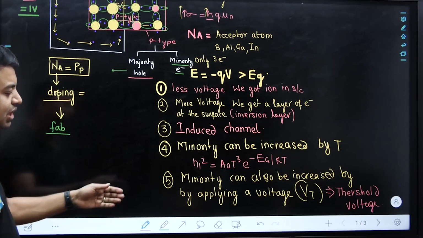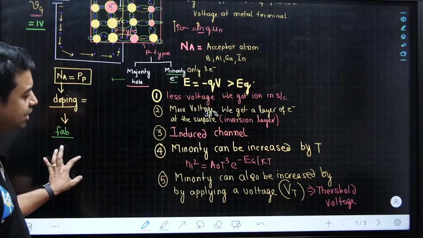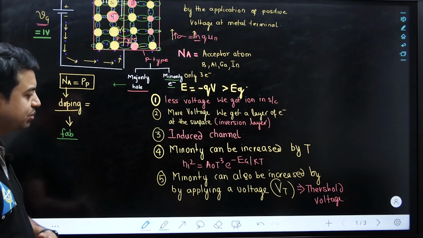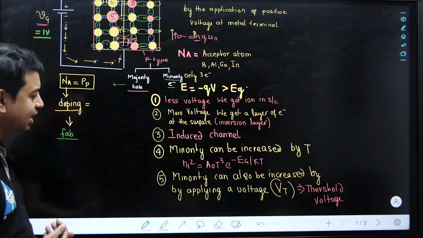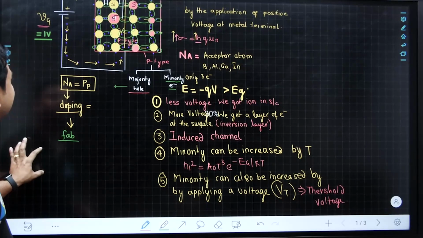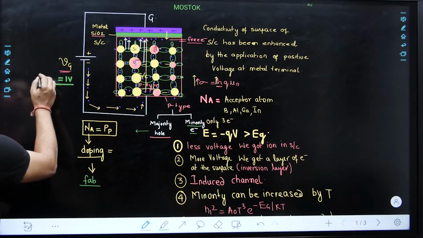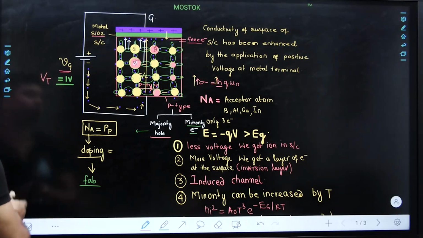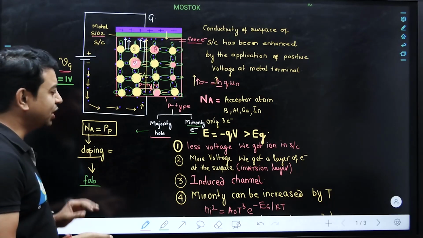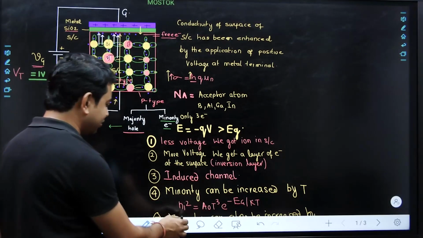This is very helpful to understand MOSFET also, but you just analyze properly that minority can also be increased by applying a voltage, and that voltage is known as threshold voltage. So sir, the voltage that we are applying here is called threshold voltage? Yes, this is called threshold voltage. So if you apply a sufficient amount of threshold voltage, we can increase the concentration of minorities.